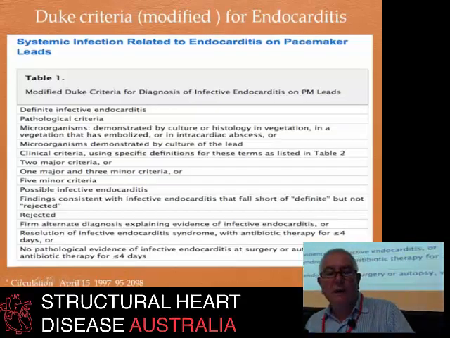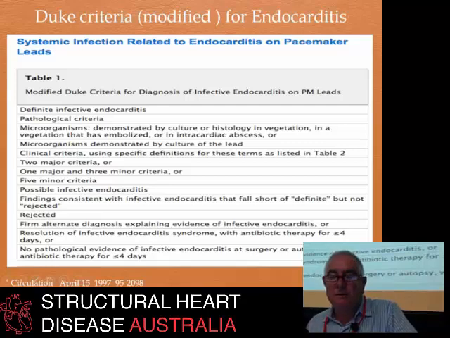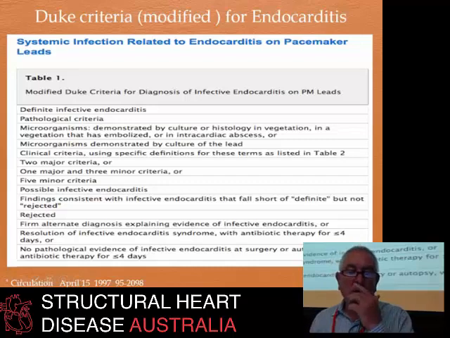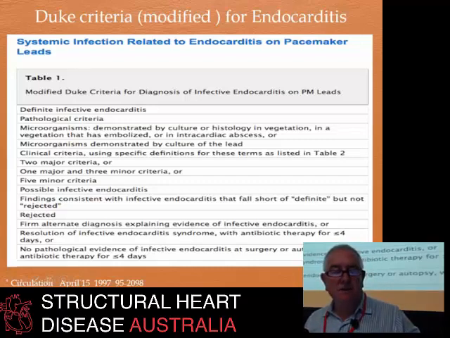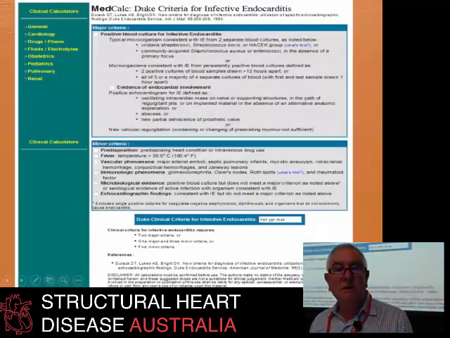You're all probably aware of the Duke criteria for diagnosis of endocarditis. This was published in about 1994, and it's basically a methodology which enables us to confirm that we do have endocarditis. It looks at pathological criteria, clinical criteria with major and minor criteria, and then looks at possible disease and situations where the diagnosis is rejected.